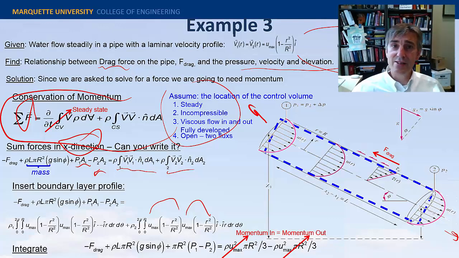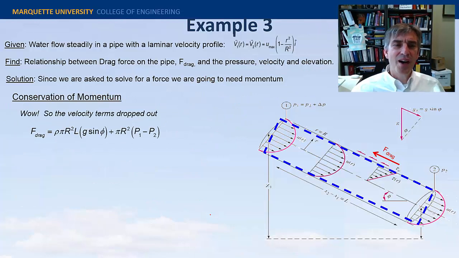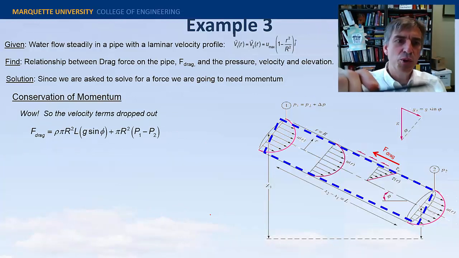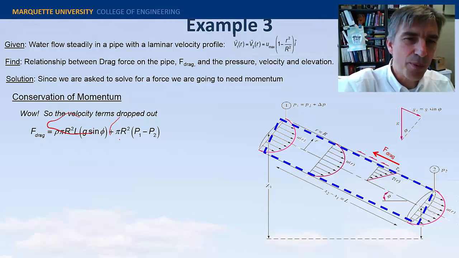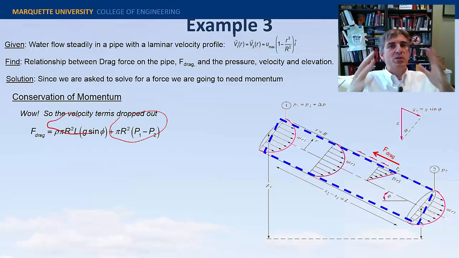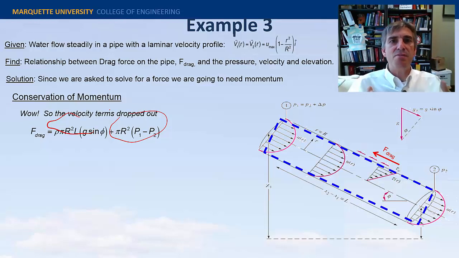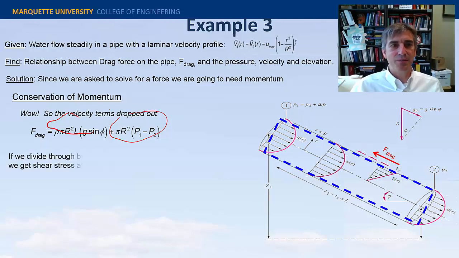Therefore, algebraically, they cancel. So we're left with the drag force F is equal to the weight and the pressure difference. And this goes way back to when we were talking about what viscous drag does. The viscous drag manifests itself in the pressure difference, not in the momentum difference. Isn't that cool? You can see it right here.